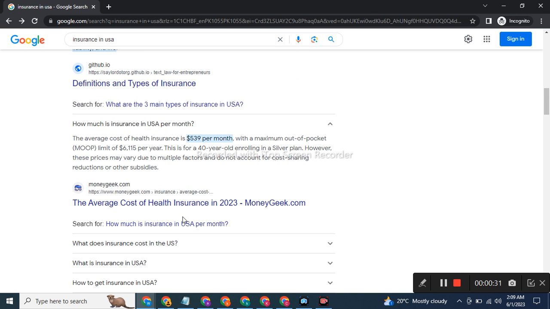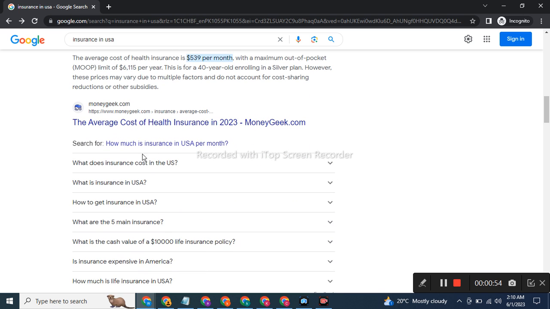How much is insurance in USA per month? The average cost of health insurance is $5.39 per month, with a maximum out-of-pocket (MOOP) limit of $6,115 per year. This is for a 40-year-old enrolling in a silver plan. However, these prices may vary due to multiple factors and do not account for cost-sharing reductions or other subsidies.